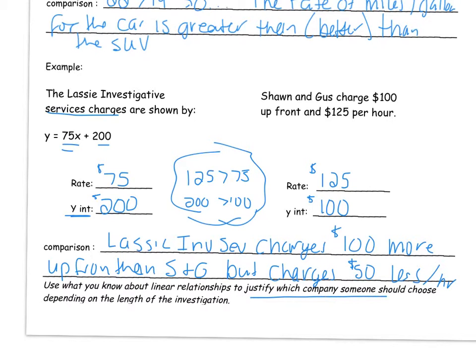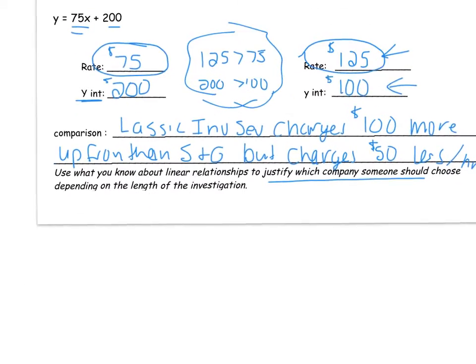And what we would use this for is to justify which company we would use depending. So here, at first it's more expensive, but then it becomes less expensive. Sean and Gus is less expensive at first. Lassie is more expensive, but at some point, because the charges are going up at a faster rate for Sean and Gus, they're going to overlap.